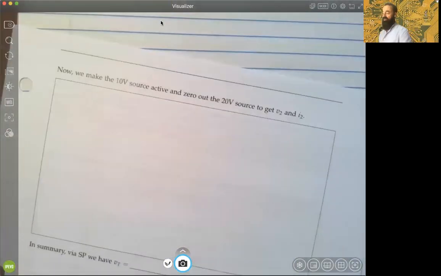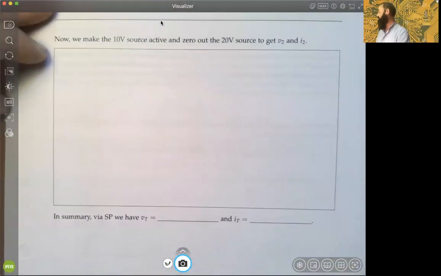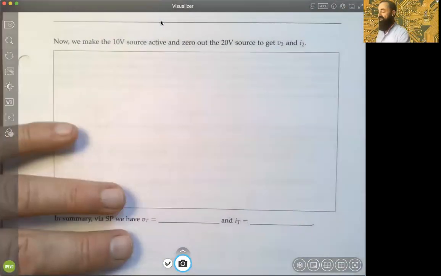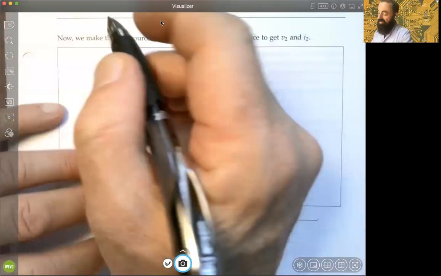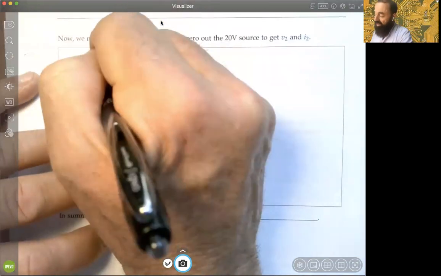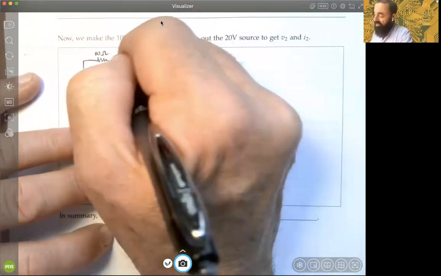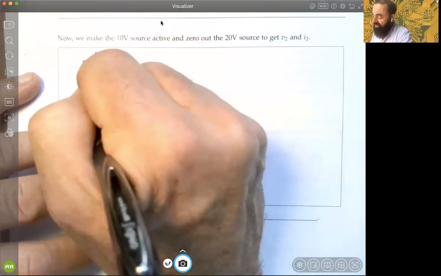And now we will make the 10 volt source active and zero the other one out, okay? So if we're zeroing the other one out, let's just draw it where it's been zeroed out. And we have our 10 ohm resistance. We have our 5 ohm resistance.